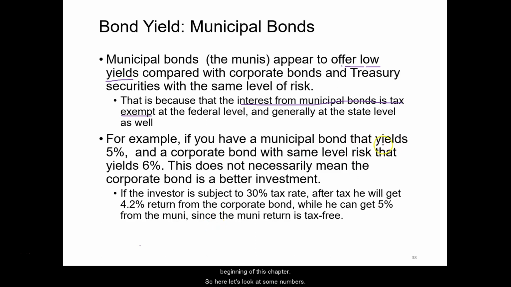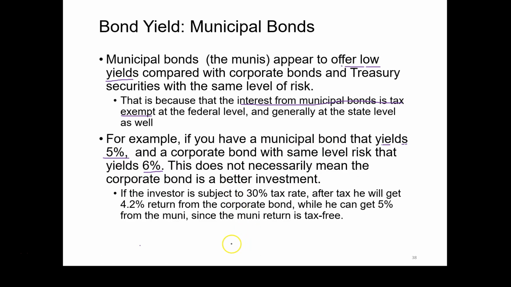If you have a muni bond that has a yield of 5% and a corporate bond with the same level of risk that has a yield of 6%. If they have the same level of risk, they are supposed to deliver the same level of return. But now you're looking at a 5 versus 6. Does that mean this corporate bond is better than the muni bond because 6 is better than 5, right?